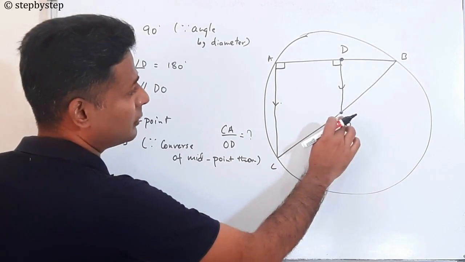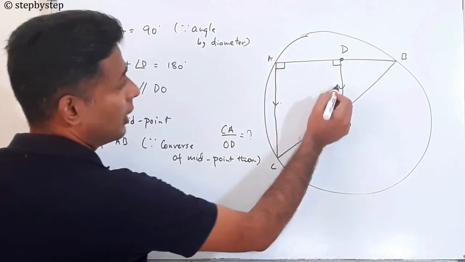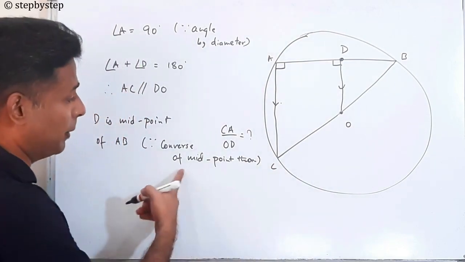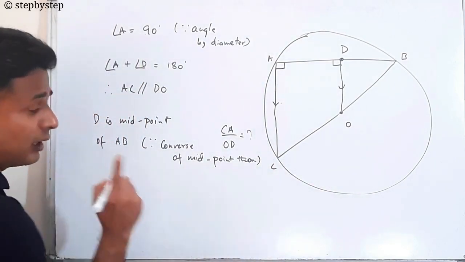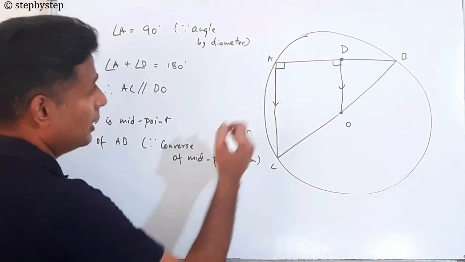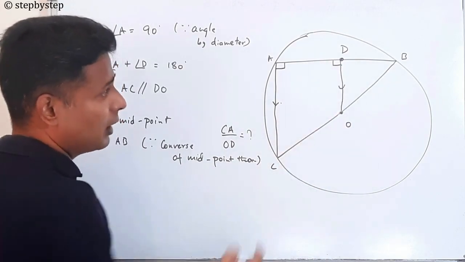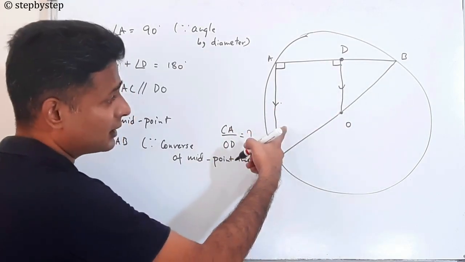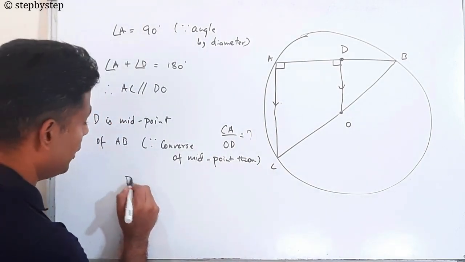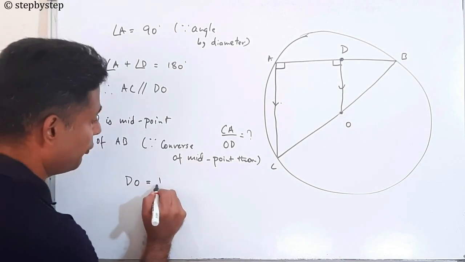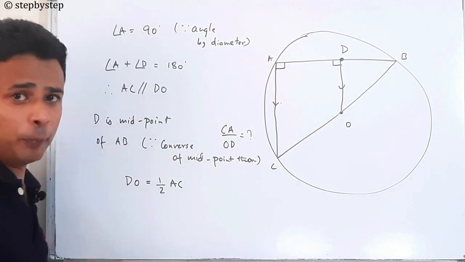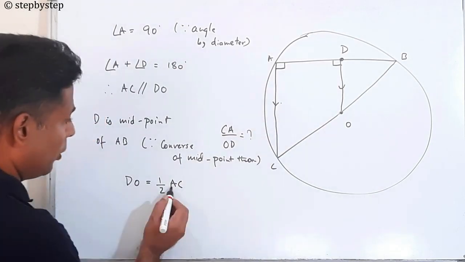Now this is midpoint and this is midpoint. What does that mean? The line is parallel to the third side and is half of it. If you remember the midpoint theorem, a line passing through the midpoints of a triangle will be parallel to the third side and half of it. So we get DO is half of AC, right? We get this is half of this from the midpoint theorem.